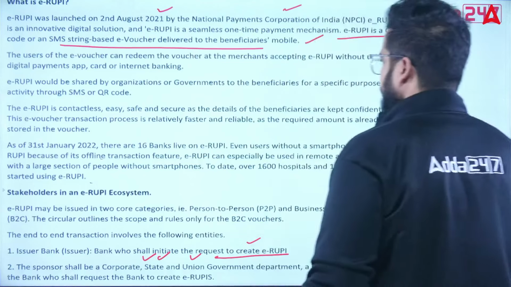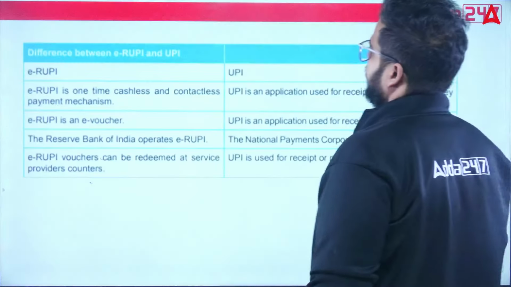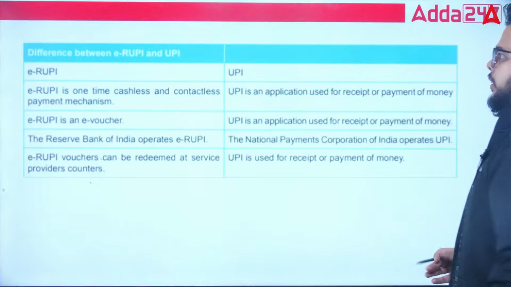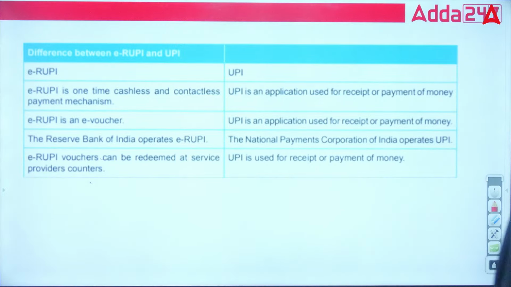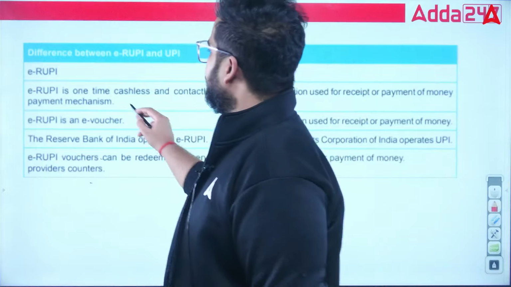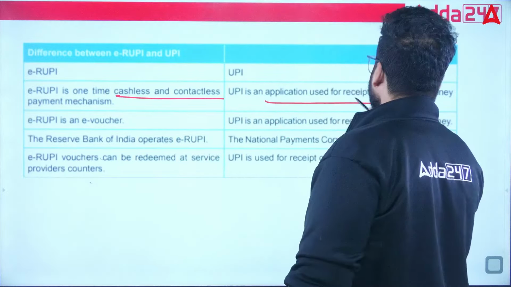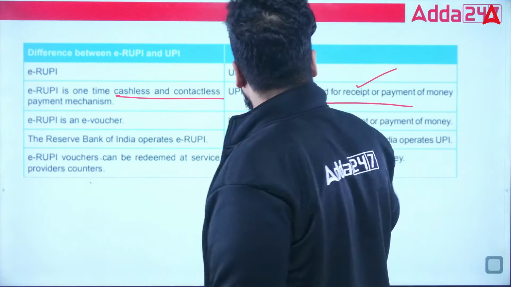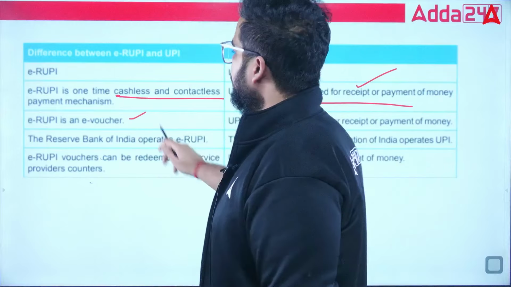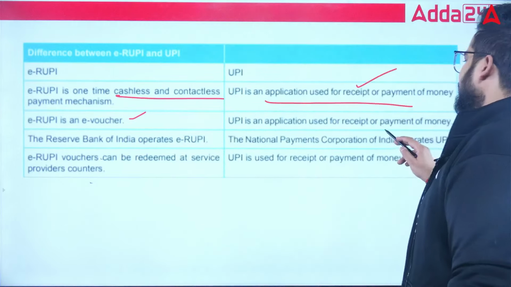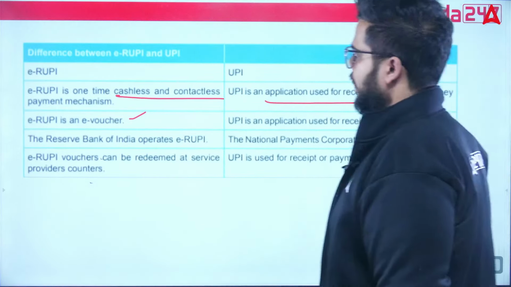Yes. Okay, so the voucher will be there. Then what is the difference between e-Rupee and UPI? So e-Rupee specifically is a one-time cashless and contactless payment mechanism. UPI is the application for your receipt as well as payment of money. It is an e-voucher, e-Rupee. UPI is an application used for receipt or payment.